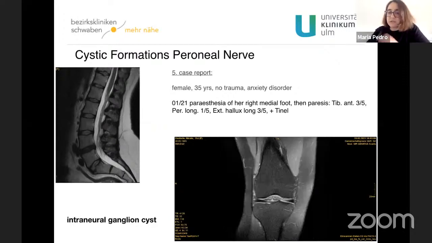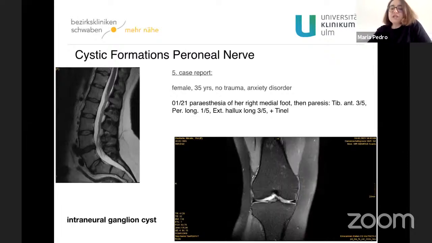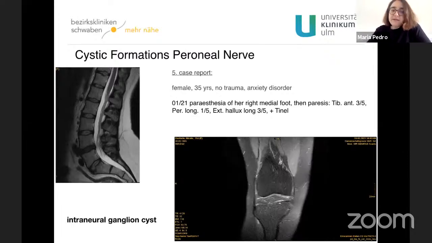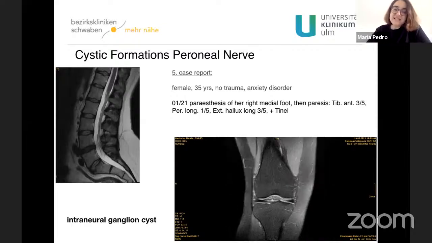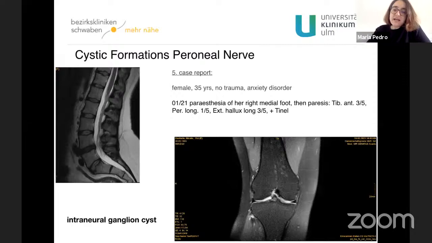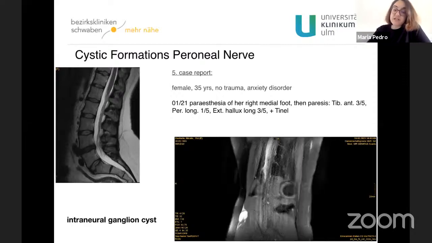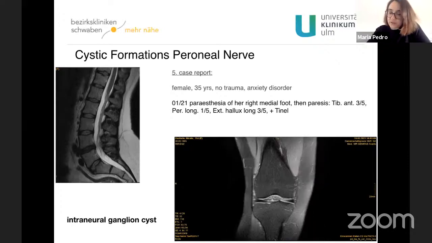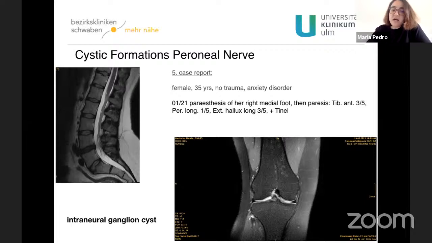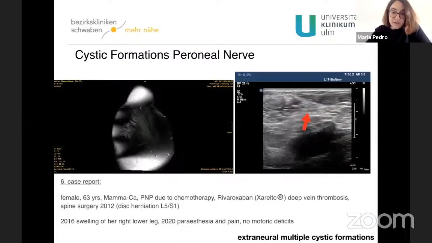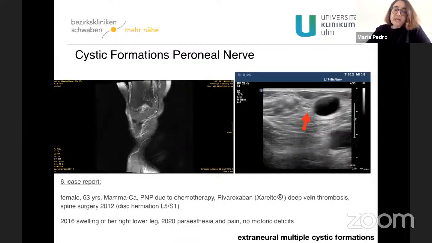You see an MRI, no lumbar disc herniation. This female is completely healthy, but she has some problems with anxiety. She had some paresthesia, then a paresis. She had an intense formation. This is an intraneural cystic formation. Then another case of extraneural formations.